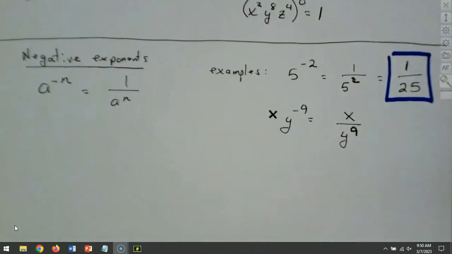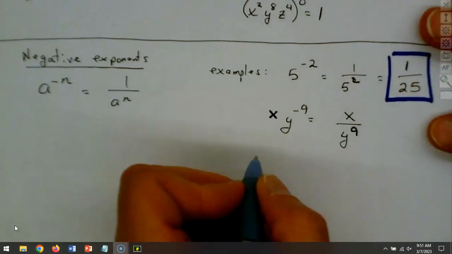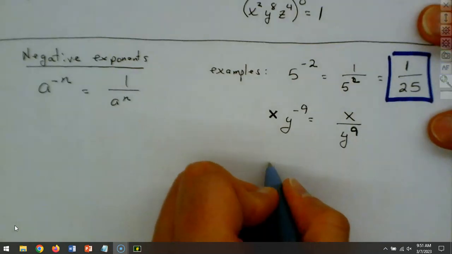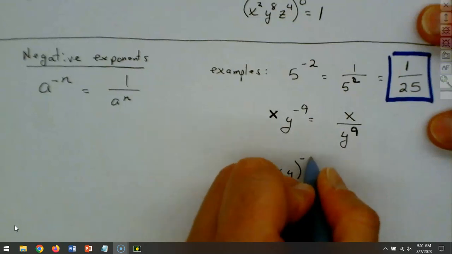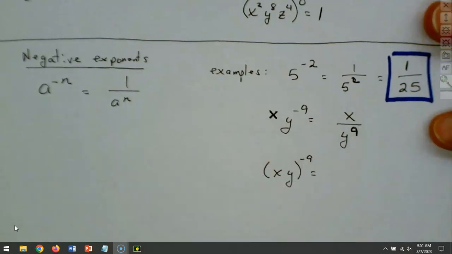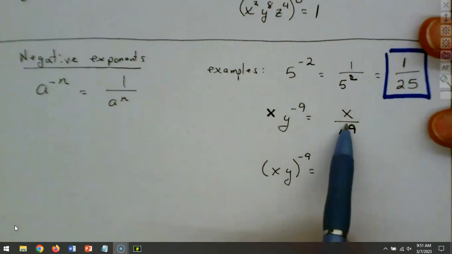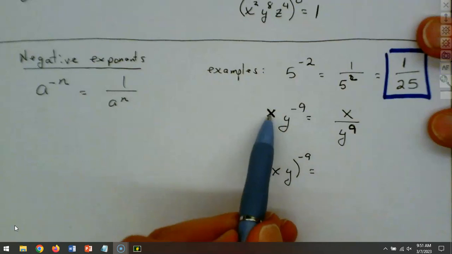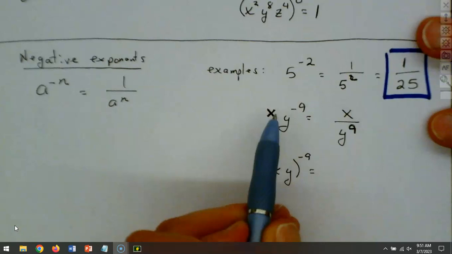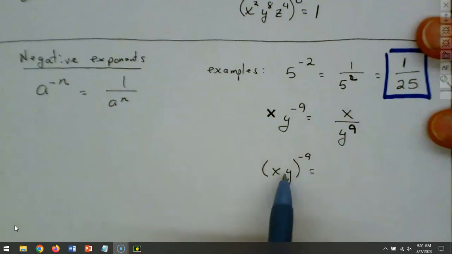It is different if we have parentheses. If we have parentheses, then the entire part goes down below. So let's say you have x, y to the negative 9th like this. Okay, this is going to be different than this one. These are different. Why is this one different? Okay, this one, the x is positive for the power, so it stays on the top. Y goes down below. What about this one?